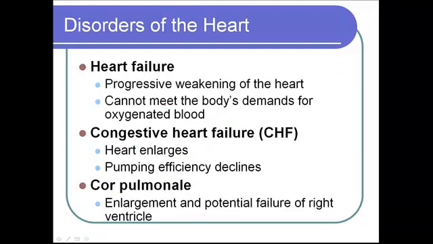Heart failure is the progressive weakening of the heart. It can't meet the heart's demands for oxygenated blood, and there are many reasons why this can happen. It's usually in the cardiopulmonary circuit, some kind of resistance, or even a bad valve. Congestive heart failure, this is where the heart enlarges and the efficiency declines. So the perfusion of your tissues decreases and you get sick. Cor pulmonale is the enlargement and potential failure of the right ventricle. That's the blood that's going to be pumped to your lungs, and that's quite important. And that's it for that.